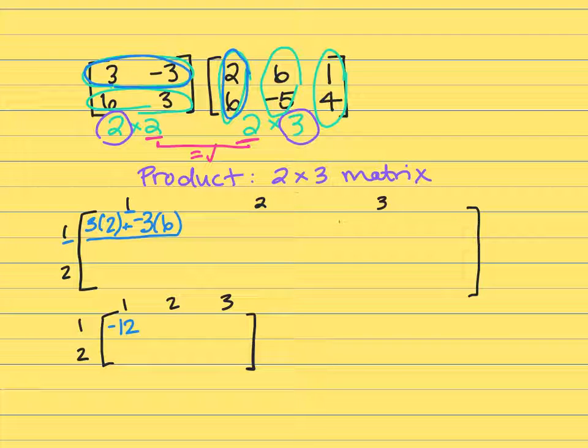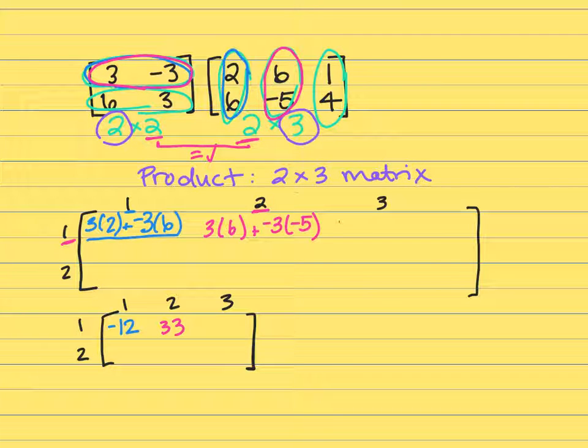Now we'll move over a spot. For this second spot, notice this is first row, second column. That means we're sticking with the first row, but this time we're moving over a column. We're multiplying it by the second column. So we have 3 times 6, then move over and down, plus -3 times -5. And then do those one at a time. So 3 times 6 is 18, plus -3 times -5 is 15. So 18 plus 15 would be 33.